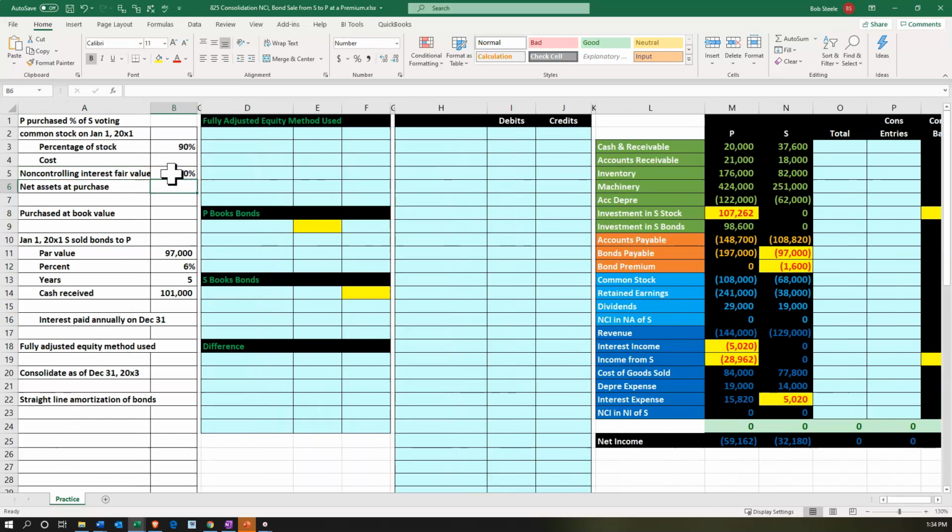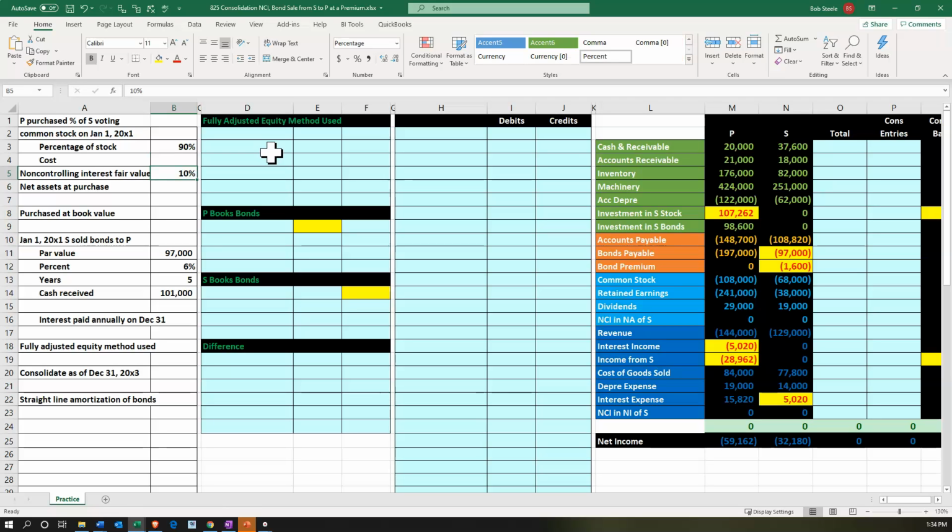P purchased a percentage of S. P is the parent, S the subsidiary. Common stock on January 1st, 20X1. That purchase percent was 90%, so 90% has been purchased. We're not going to be dealing with the cost. We're going to have a fairly simple transaction, so we won't need to be reconstructing the goodwill here.